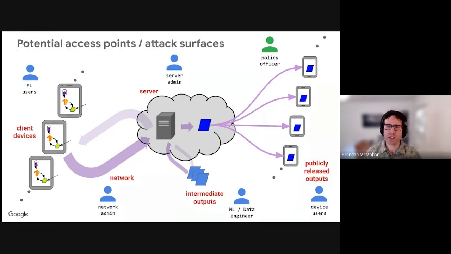So the next thing I think to consider when talking about privacy is what threat models are you actually concerned about? And I think there's two main axes that help define a threat model. The first is what are the potential access points or attack surfaces of the system that you're worried about? This could be the client devices, the network, the server, the intermediate outputs that are materialized on the ML engineer's workstation, or the final publicly released outputs like models that are shipped to all Android devices.